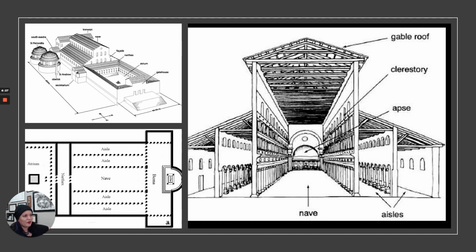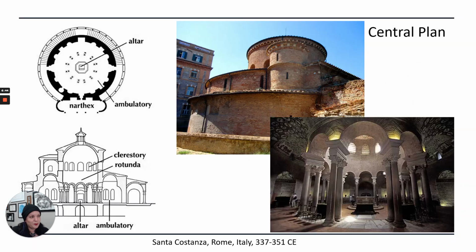We also have a clerestory. So this is the fenestrated part, the part with windows to let light in. And originally we have a gable roof that has timber, so is burnable, which is kind of an issue that we'll see as we move through the Middle Ages into later church design.